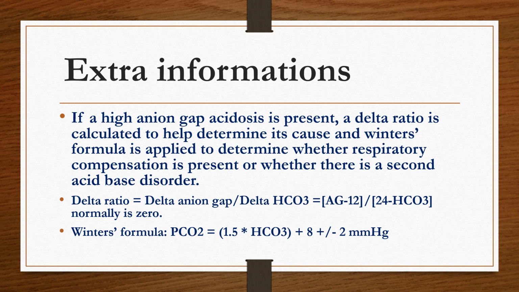What about if the measured or actual PCO2 is lower than the calculated or the expected one? This means there is a secondary respiratory alkalosis. For example, a patient with DKA. He or she is hyperventilating to compensate for the metabolic acidosis.